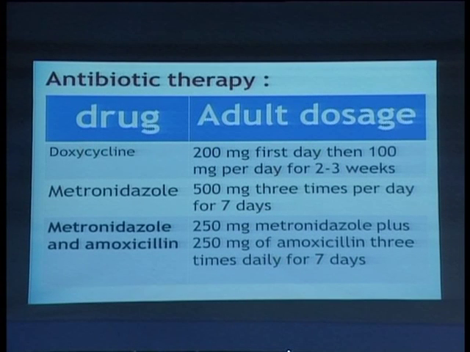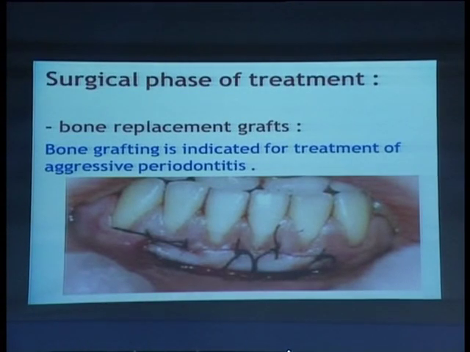Metronidazole plus 250 milligrams of amoxicillin, 3 times daily for a week. The surgical phase of treatment: bone replacement grafts. Bone grafting is indicated for treatment of aggressive periodontitis.